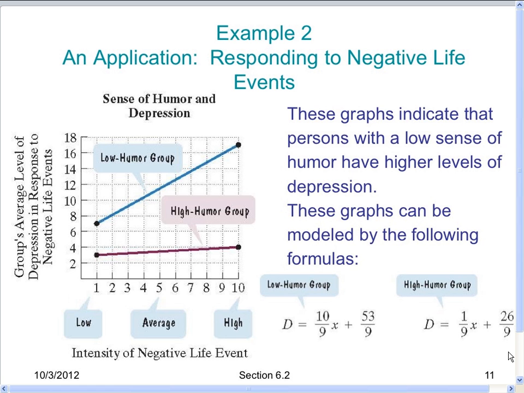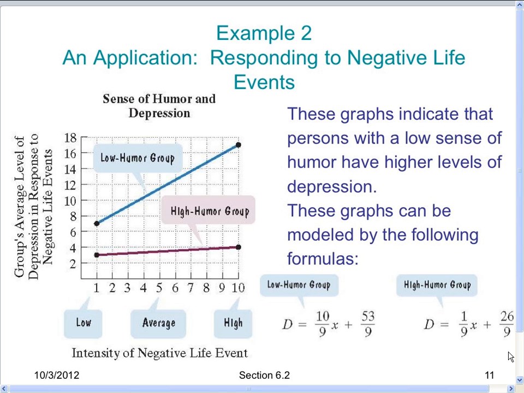All right, we have two different graphs. We have the low humor group and we have the high humor group. And these numbers down here, the intensity of a negative life event. So this would be a really intense negative life event, like, maybe a death in the family. And this would be a low intensity negative event, like maybe you got a failing grade on a quiz or something. This is the level of depression in response to the negative life event.